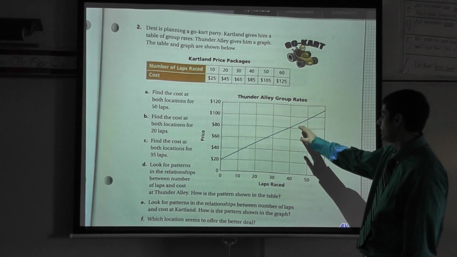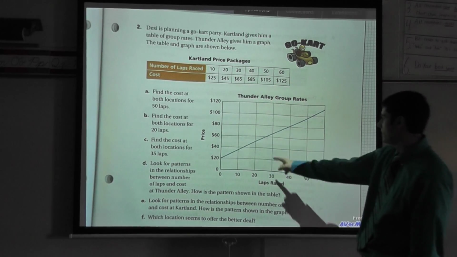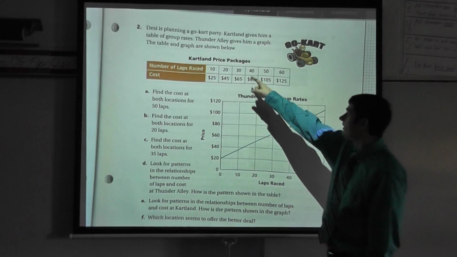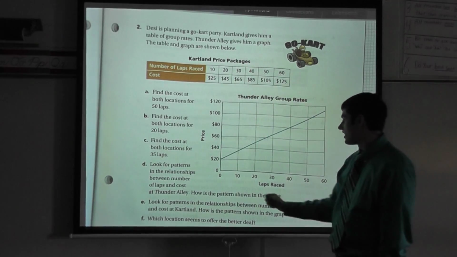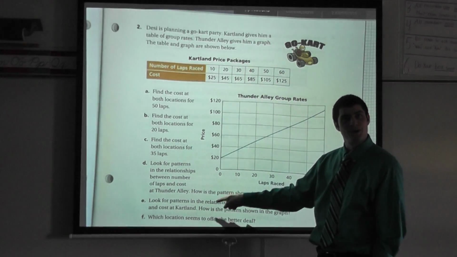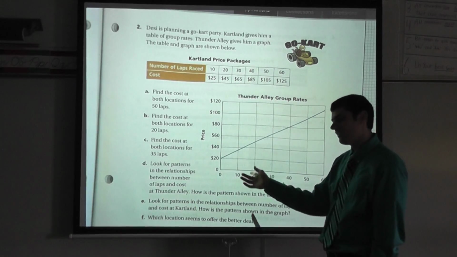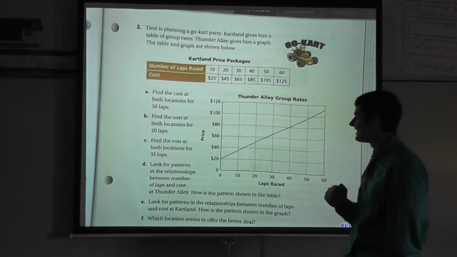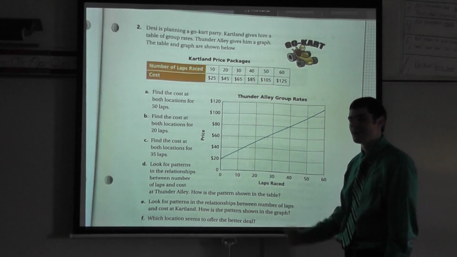Then if I look at question E, look at the pattern between Cartland. How is it shown in the graph here? Actually, that should say Thunder Alley, and that should be for Cartland here. So we just caught an error in the book. Sometimes I might make mistakes. Sometimes the company might make mistakes. That's kind of interesting. I didn't notice that until right now.